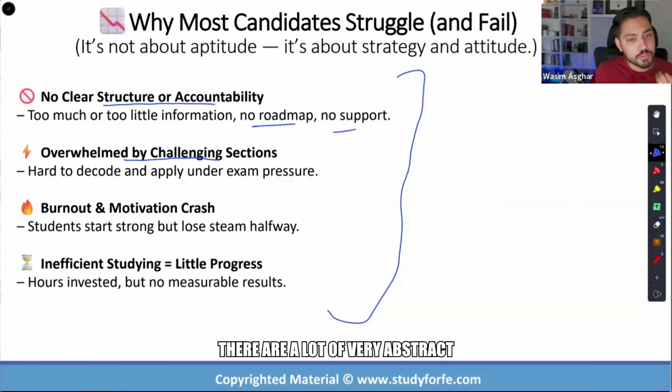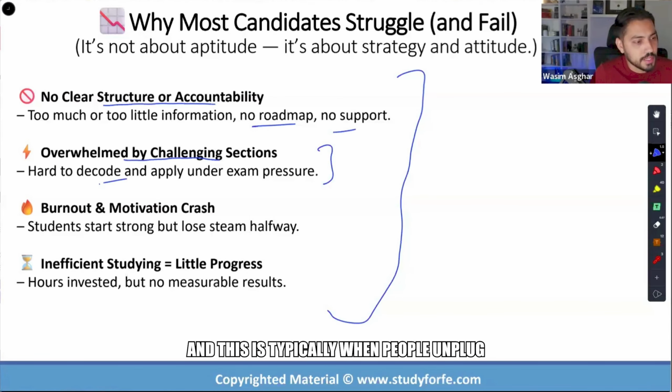There are a lot of very abstract topics in the PE power exam. That is also true for FE electrical. There are a lot of very abstract topics: signal processing, communications tend to be one of them, electronics, portions of electronics, even circuit analysis if you don't approach it correctly. So as soon as you get overwhelmed by a section or a knowledge area, you won't be able to decode it. And this is typically when people unplug their preparation.